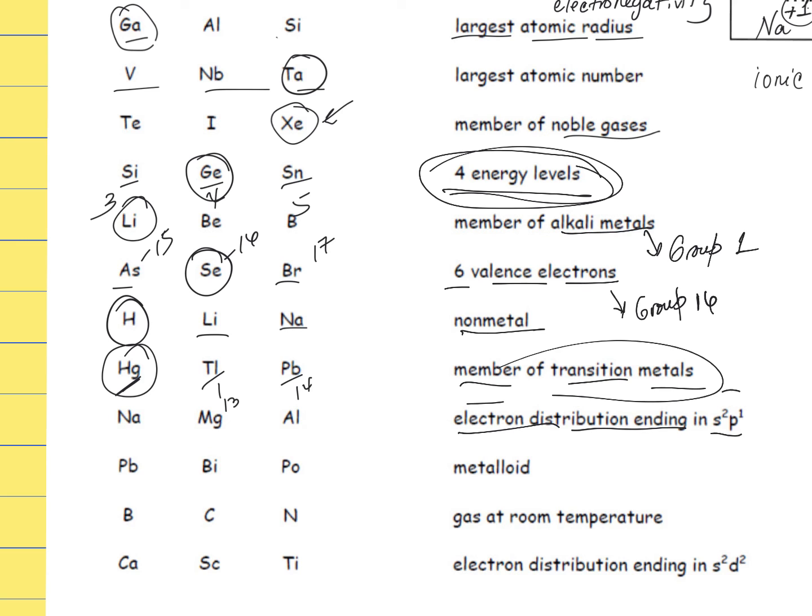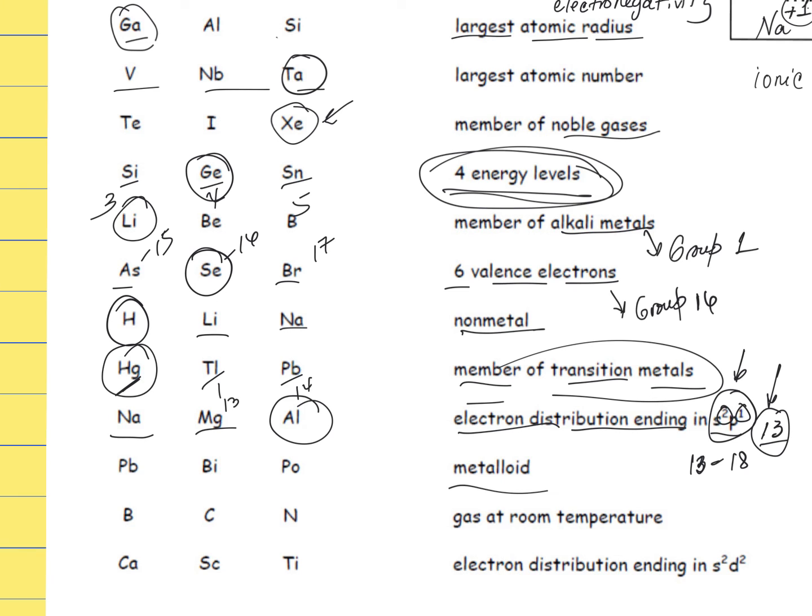SP. If the ending is SP, that means that the element is going to be located in groups 13 all the way through 18. So you have to add the two numbers that you have on top, the superscripts. 2 plus 1 is 3, and then you have to put a 1 in front. So the electron distribution is telling me that that element is located in group 13. Sodium is in group 1. Magnesium is in group 2. Aluminum is the one that is in group 13.